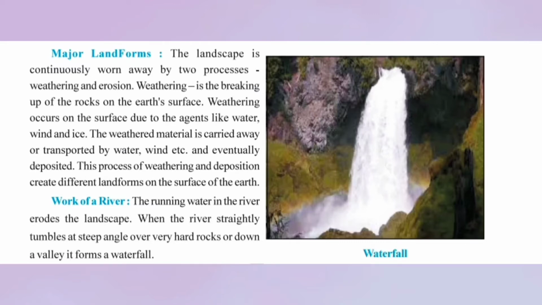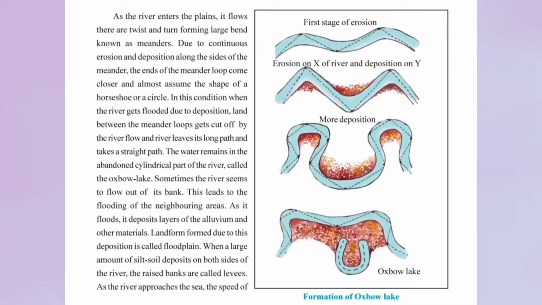Now, in the youthful stage, you would see features like waterfalls. What would happen if there is an alternate arrangement of hard rock and soft rock? You would have differential erosion. That means soft rock would be eroded more as compared to hard rock. So there would be a depression seen in the soft rock, and then you would have the formation of a waterfall. Worldwide, the highest waterfall is Angel Falls in Venezuela.